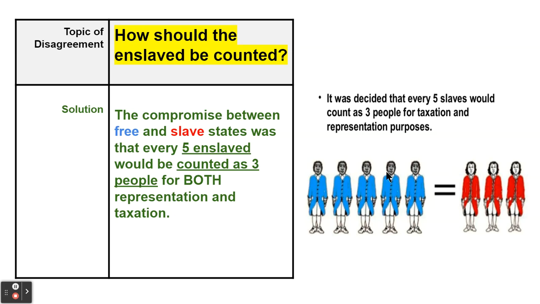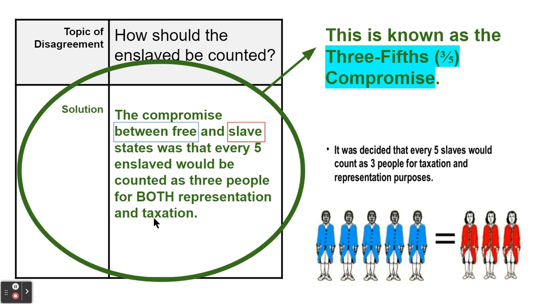So, the part that the North or the free states got out of this is that those votes that the South was getting for representation, they're also getting extra money to the government from the South. Okay. Now, this solution is called the three-fifths compromise. Not difficult to understand why. Okay, you can see for every five enslaved, they only count as three free people. So that's pretty straightforward there.